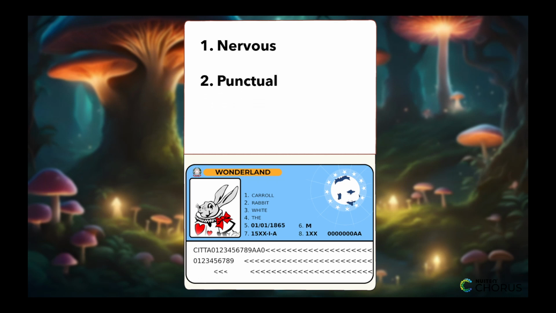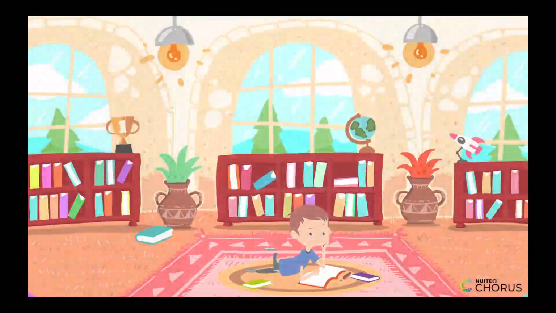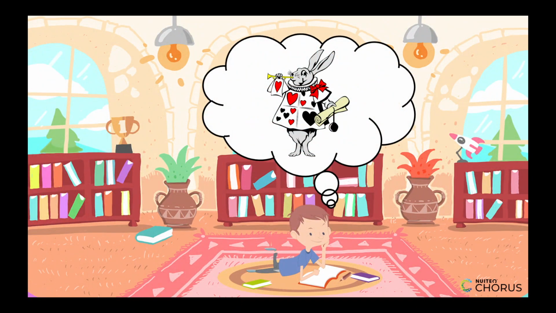Punctual. He's obsessed with punctuality or being on time and is always checking his watch. Unpredictable. The White Rabbit's behavior can be quite unpredictable as he appears and disappears throughout Alice's journey. Based on those characteristics, think about ways you could pretend to be the White Rabbit.